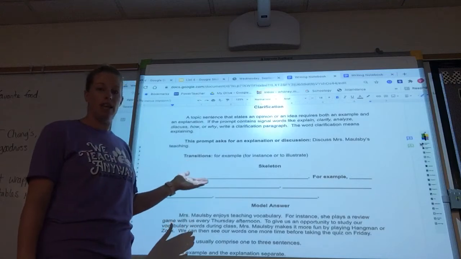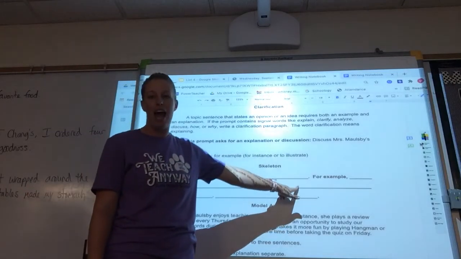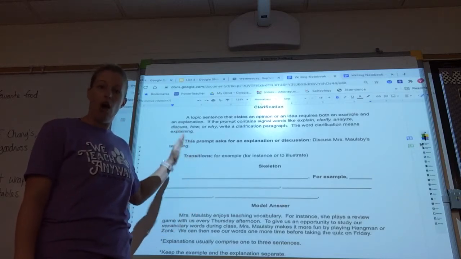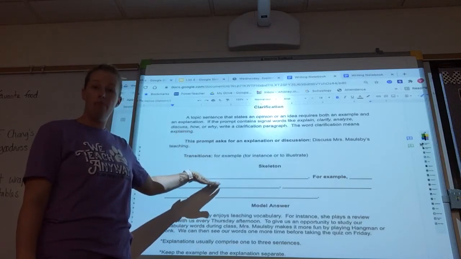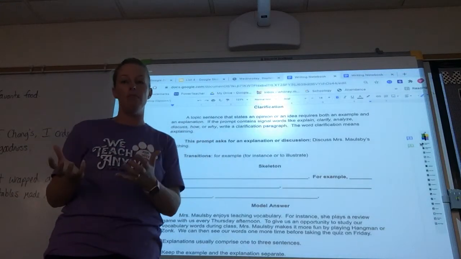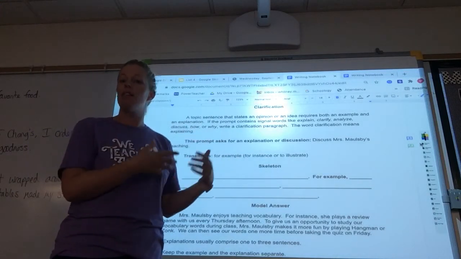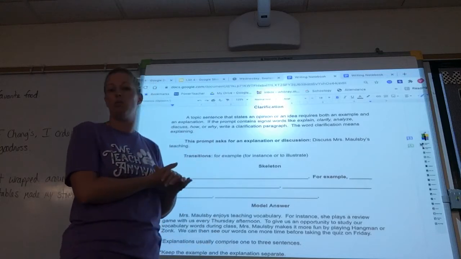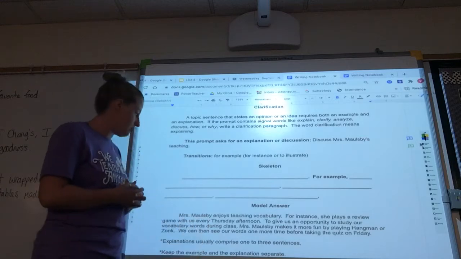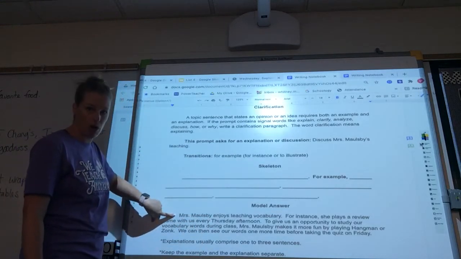Here is where this paragraph gets different. After your example sentence, you are also going to have to add an explanation to explain or clarify why your example makes your topic sentence true. We did this with the SEE. We did statement practice, we did example practice, and then we did explanation practice, which is basically the element we're adding today.